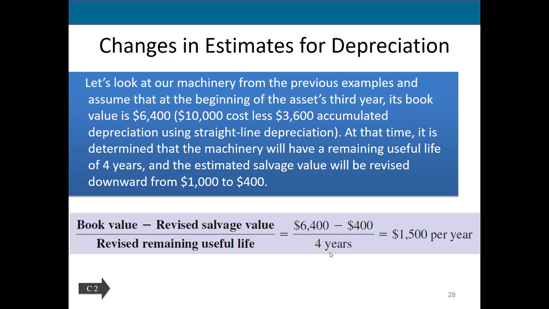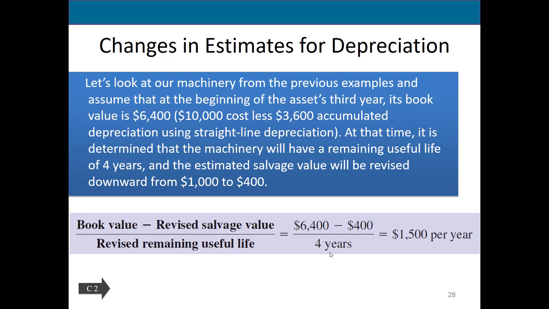At that time, it's determined that the machinery will actually have a remaining useful life of 4 years. Well, we've already gone 3. We're saying it's actually going to have a total useful life of 7, and that the estimated salvage value we should revise from $1,000 to $400. How do we deal with it?